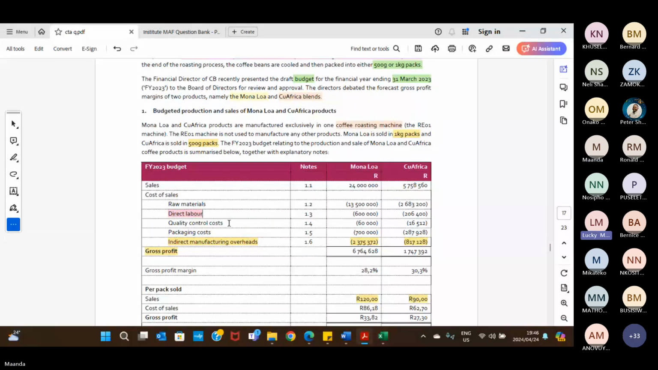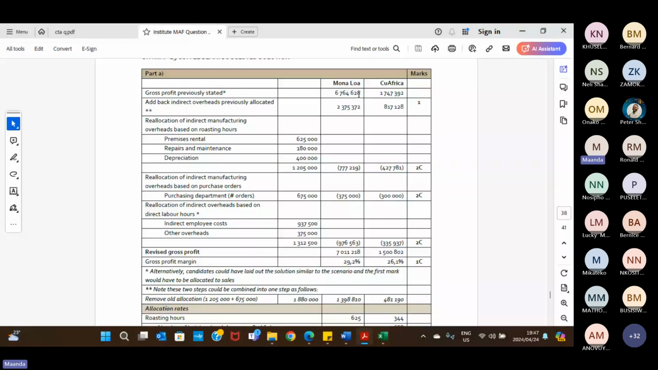Yes, sure. So this is the solution. Like I said, we start with the gross profit. We add back what we don't want. We then allocate this, allocate this, allocate this, and we get our revised gross profit. If you stop there, I don't give you the 1 mark, which is just a calculation mark, because you have to do the gross profit margin, and that is what you are required. Then this becomes the answer, and you get all your 11 marks there. Any question?